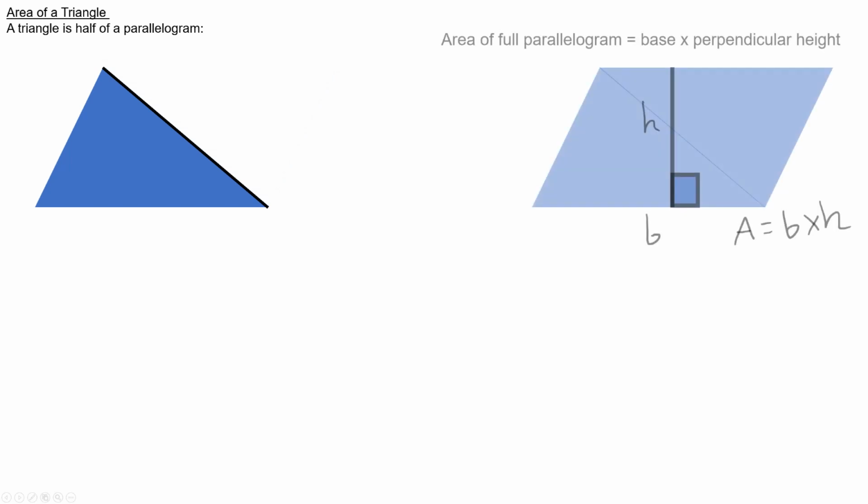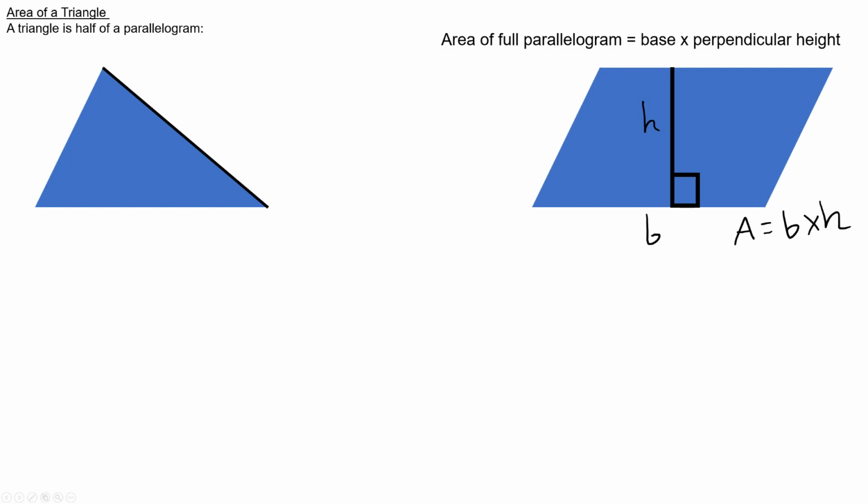A triangle is just half a parallelogram. Here's a parallelogram. Now, if we imagine cutting it in half along one of the diagonals, you end up, as you can see, with two triangles. We know that the area of the full parallelogram would be base times perpendicular height.